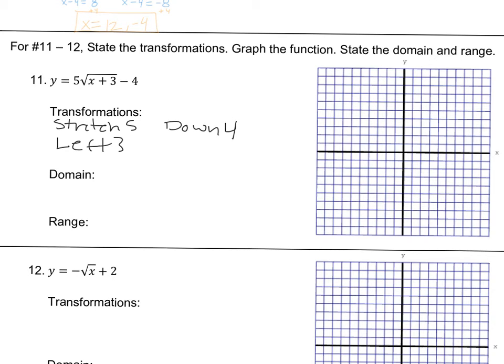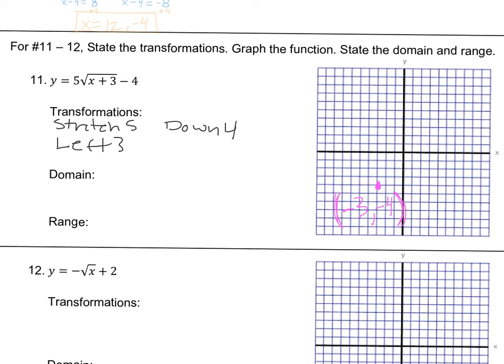So the first thing I'm going to plot is left 3, down 4. 1, 2, 3, 4. Write down that point. I would write down that point. That point is very important. That point is going to help us with the domain and range. That point on my graph.